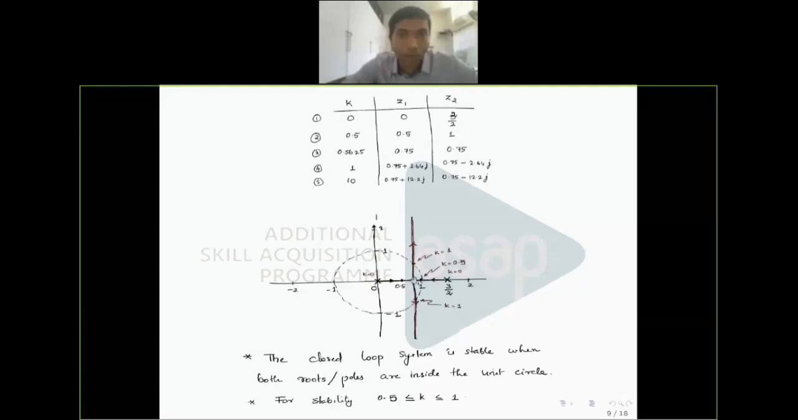You will see later that this point is called the breakaway point. I hope you know these things. So at the breakaway point, both the roots are at the same location.